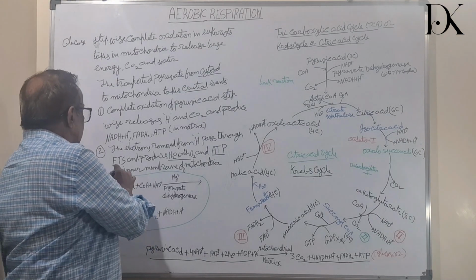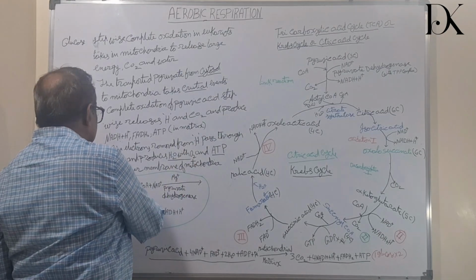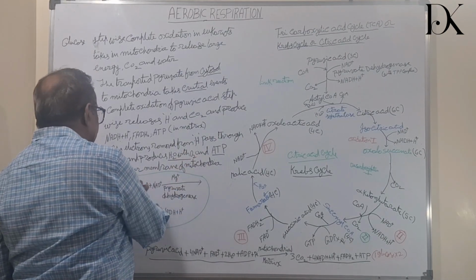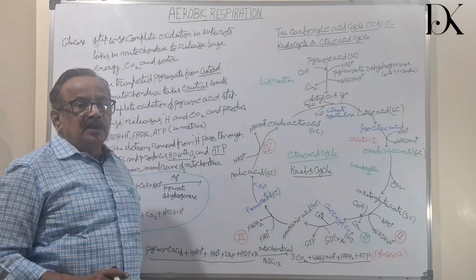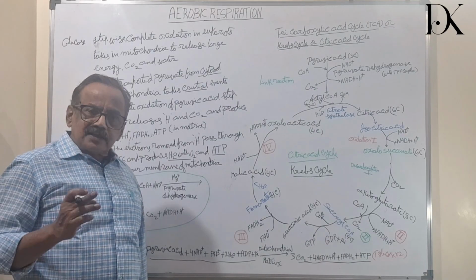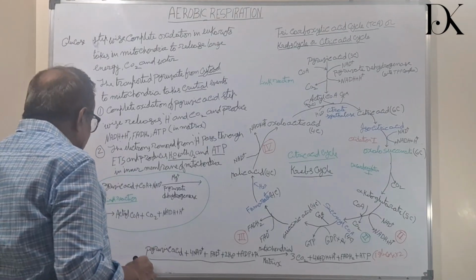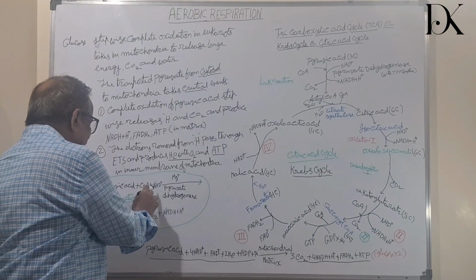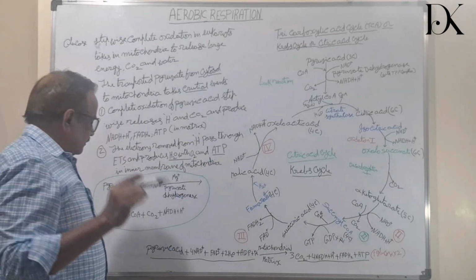And the electrons removed from this go to the inner membrane of mitochondria. The inner membrane forms cristae. The cristae foldings and the entire inner membrane contain the ETS. I will discuss that. He has given one equation: pyruvic acid, coenzyme A, NAD. That is the link reaction he has mentioned there.